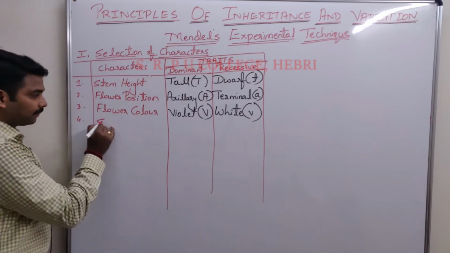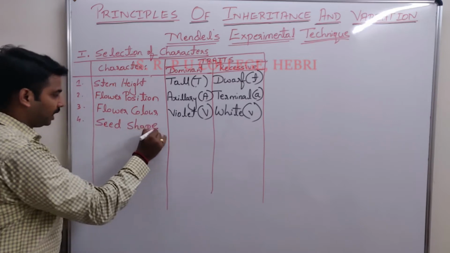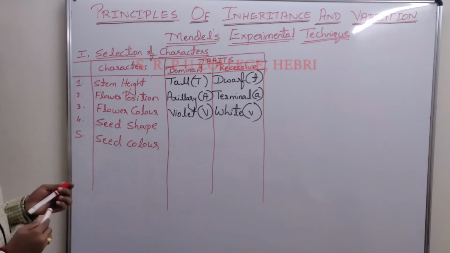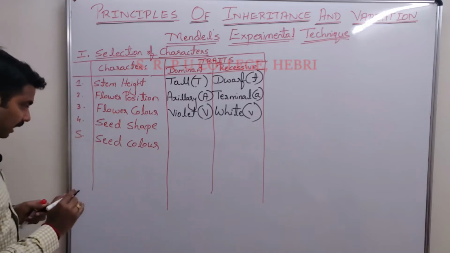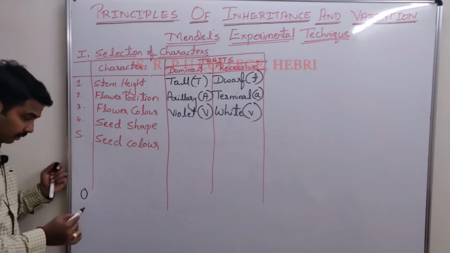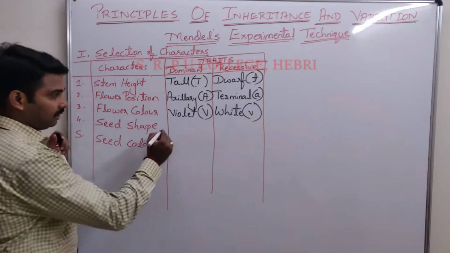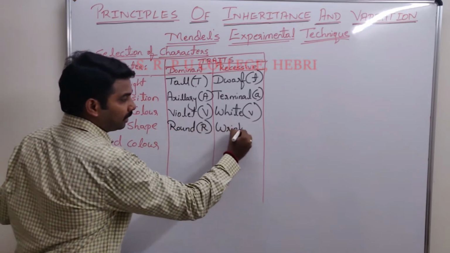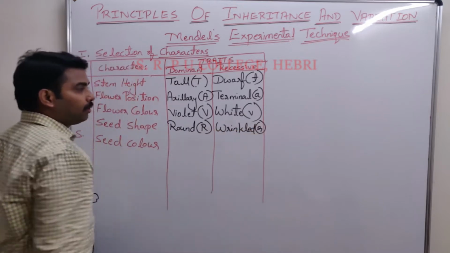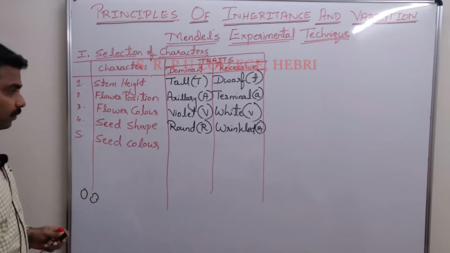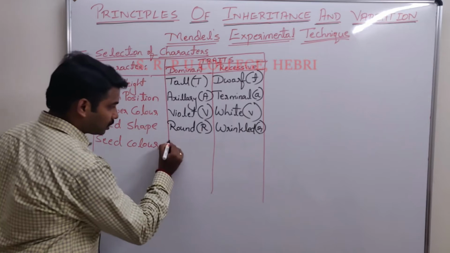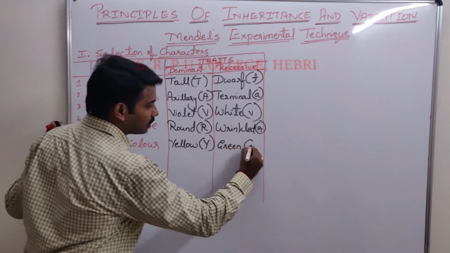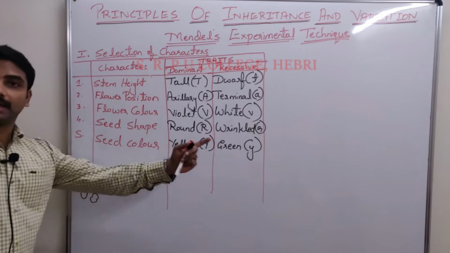The 4th one is seed shape. 5th one is seed color. Okay, seeds were available in 2 shapes. What are they? Some seeds were round, some seeds were wrinkled. So seed shape, some are round, some are wrinkled. Be focused. You should be able to differentiate which one is a dominant trait, which one is a recessive. Seed color, yellow was the dominant, okay, green was what? Recessive. Seed color yellow, green.